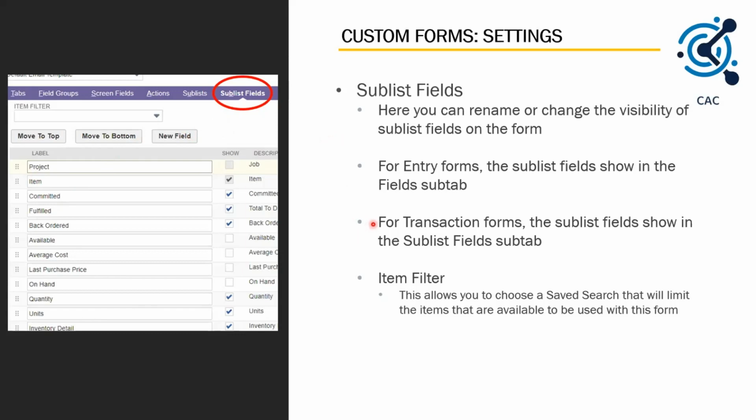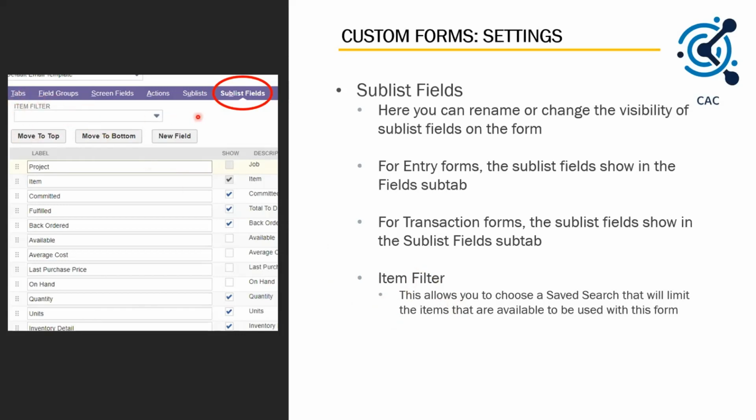Okay, so let's see. For entry forms, the sublist field shows in the fields subtab. For transaction forms, the sublist fields show in the sublist fields tab. Another really cool functionality here is this item filter. So the item filter, that's this option right here.